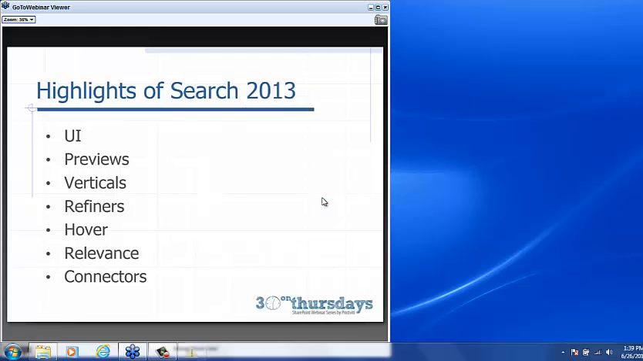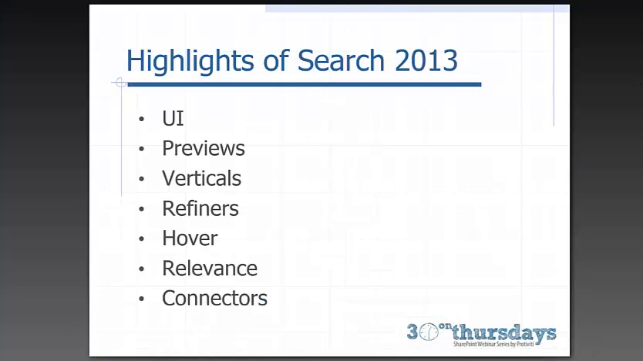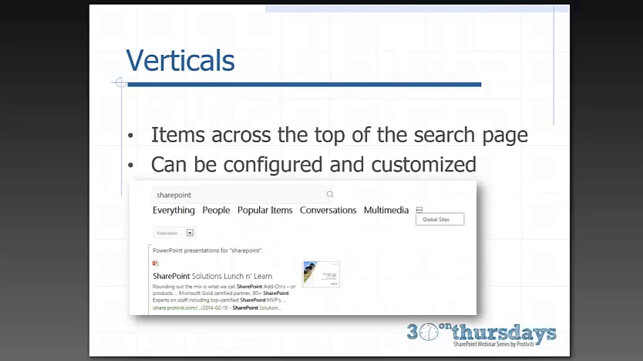And these are the highlights of Search 2013 as I have laid them out for an end user. So these are easily demoable for you, so you can kind of see in real time what each of these things are. So the first thing that we're going to look at is the vertical. That's the items across the top of the search page.